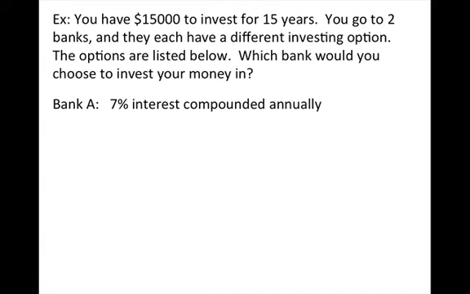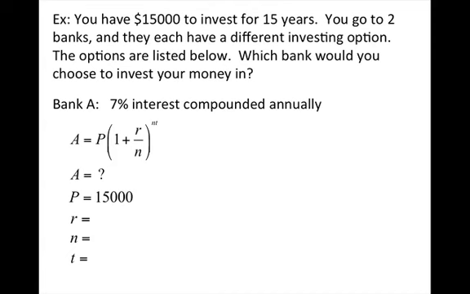So the first bank offers you 7% interest compounded annually. If you see the word compounded, you know it's not a simple interest account, so you know we're using the new formula. The A equals P times 1 plus R over N to the NT. So the A is my final amount, and that's what I'm looking for. P is my principal, and that's the $15,000 that I'm investing. R is my interest rate, and for this bank they're offering 7%. If I divide that by 100, I get 0.07.